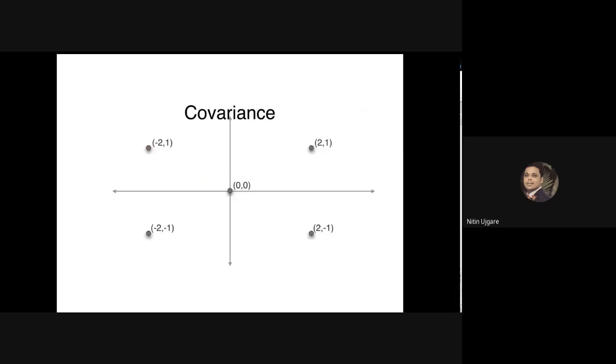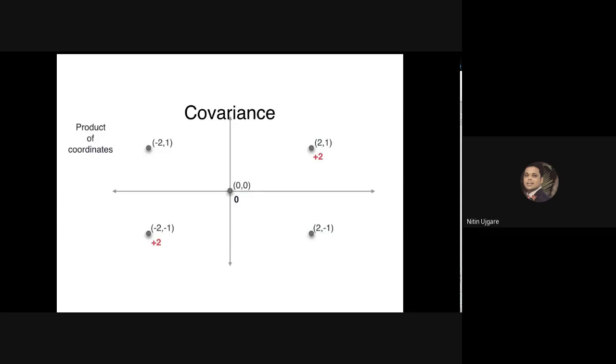So what we are going to do next is use the covariance. How do we calculate the covariance? We take the product of the coordinates of each point, then take the sum of these products, and then check whether the covariance is negative or positive.